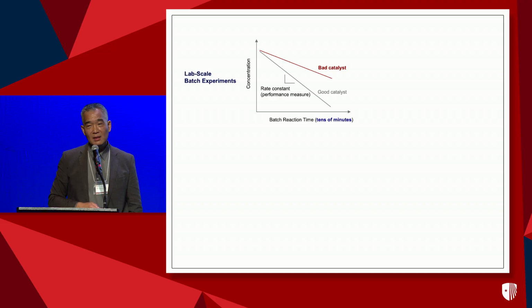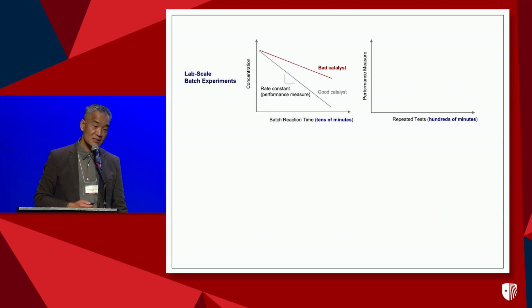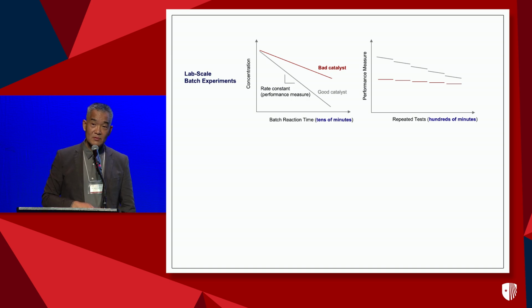You submit a paper, and the reviewer will typically ask you, hey, how long does it last? So what you do is a few times of recycle experiment, okay? So now you do repetition. X-axis, which used to be tens of minutes, is now hundreds of minutes in some cases, and you plot the performance measure like this, okay? Your good catalyst is going bad, but it's not that bad. It's still better than your bad catalyst. So you still define this as the good catalyst, red is the bad catalyst, okay?